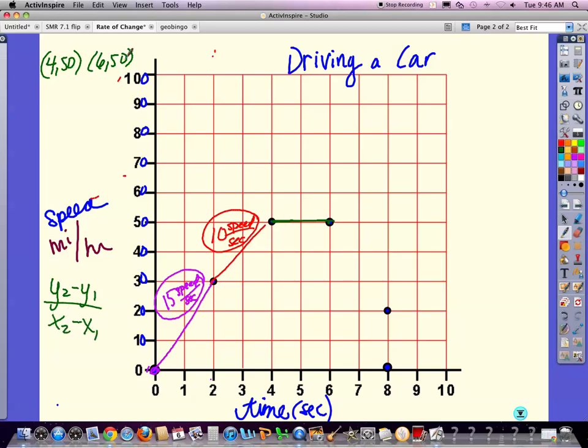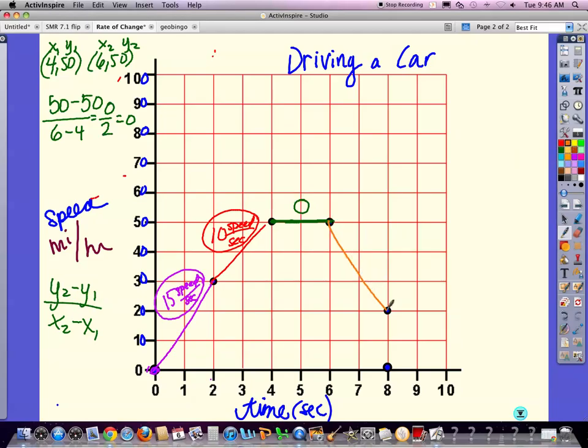Y2, which is 50, minus Y1, which is 50. You're like, wait, how do I know that again? XY, XY, call these the 1s, call these the 2s. Now I have 6 minus 4, so I have 0 over 2. What is 0 divided by anything? 0. So my rate of change from this point to this point is 0. Okay?